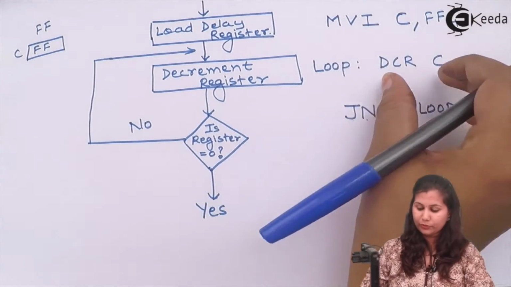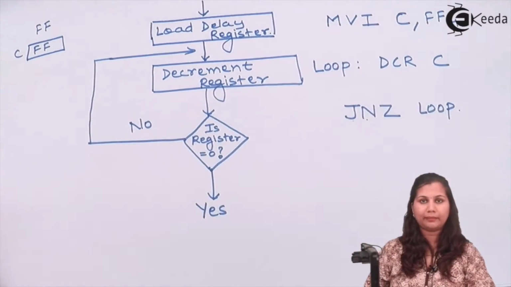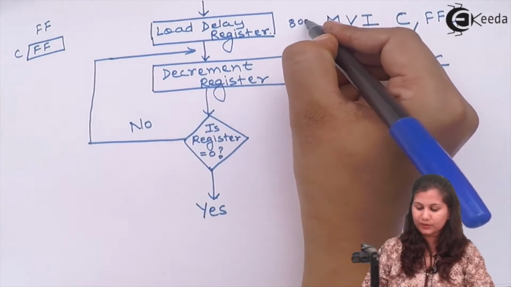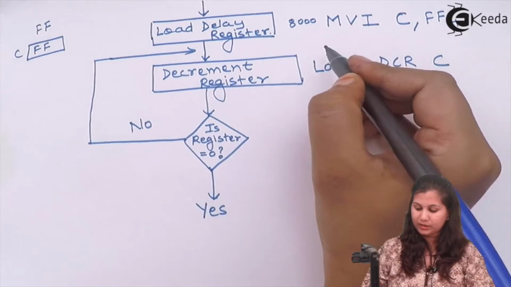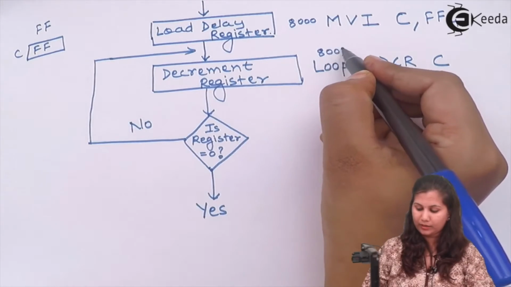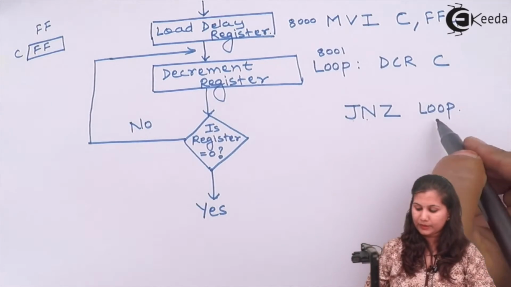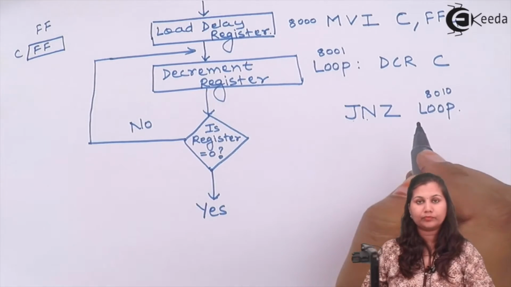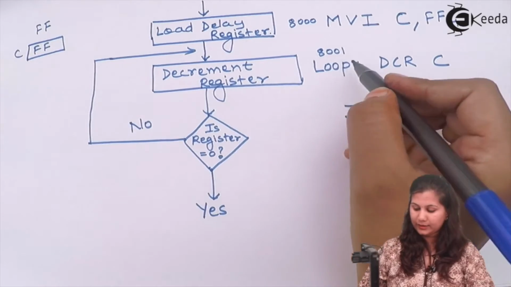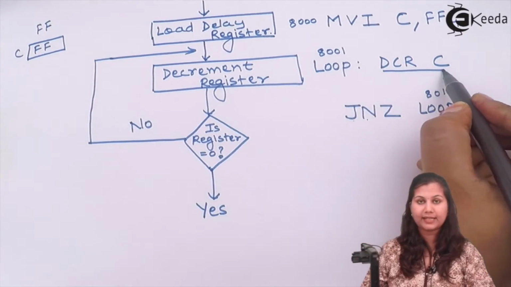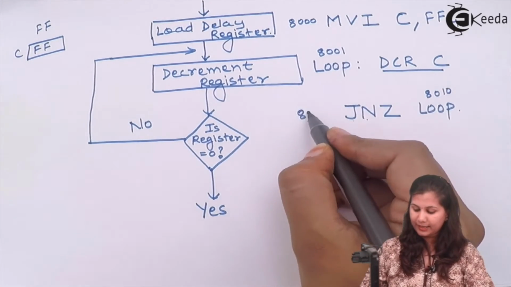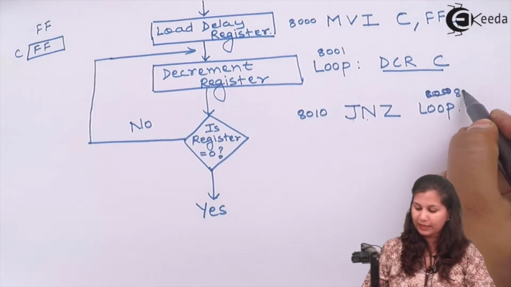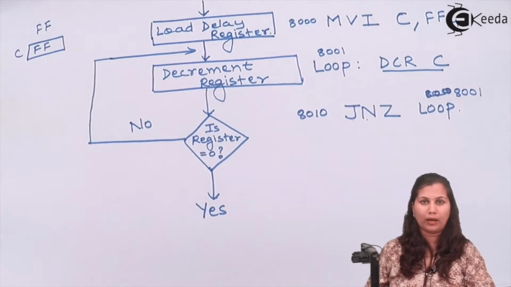So when we are going to store this program in the microprocessor memory, suppose we are storing it at 8000. So this is 8000, this is 8001. Then suppose this is coming out to be 8010. This instruction DCR C, this is 8010, and where the loop has been written here we will have 8001.